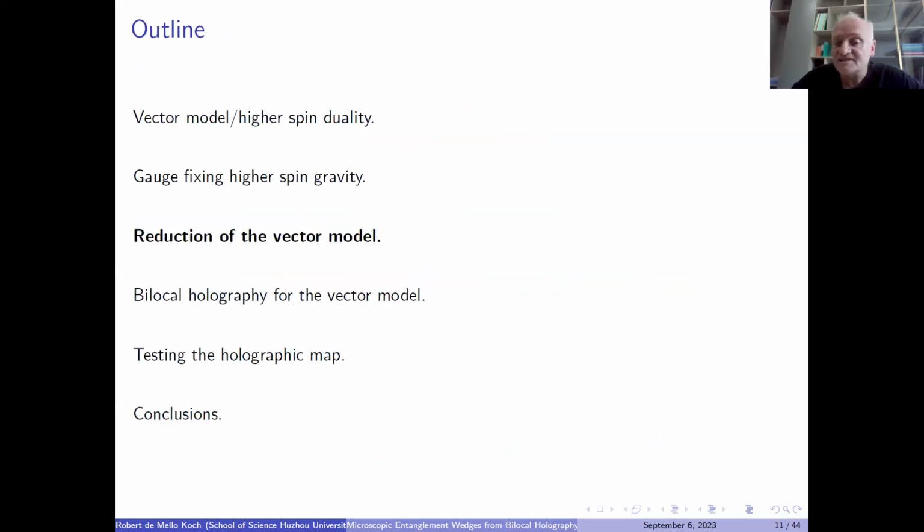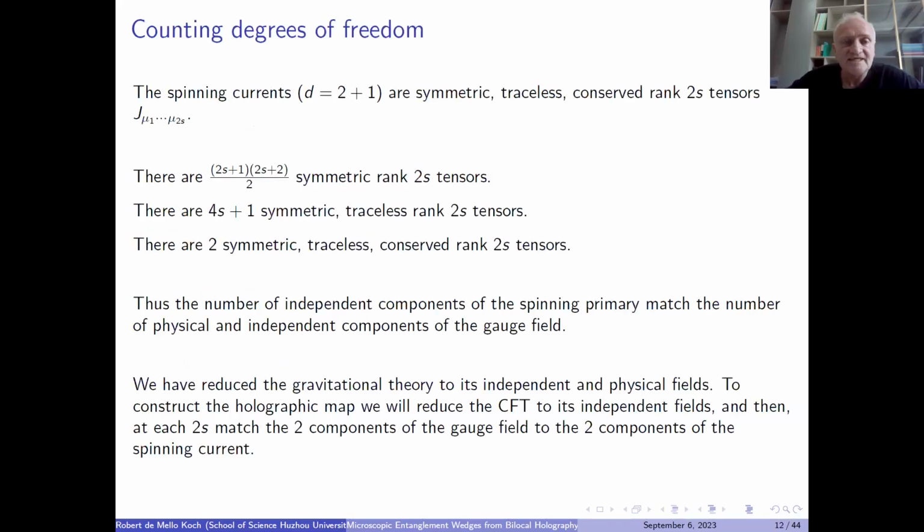So now we'll discuss how we reduce to independent components in the vector model. Now, the spinning currents in the vector model are symmetric, traceless, and conserved. And if you count how many symmetric tensors there are, and then how many symmetric traceless, and then how many symmetric traceless and conserved, you find at the end of the day, there are only 2 independent components. And this matches the 2 independent and physical components of the gauge field. But you really have to solve all 3 constraints.